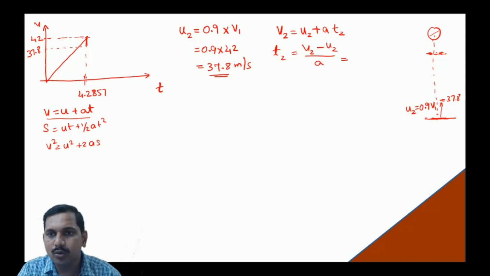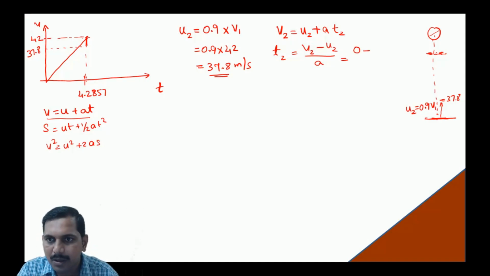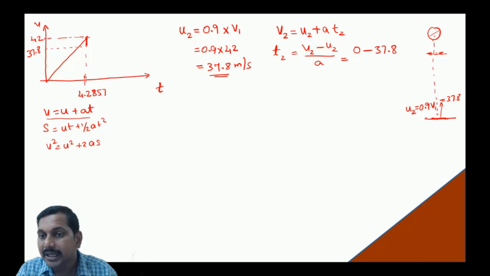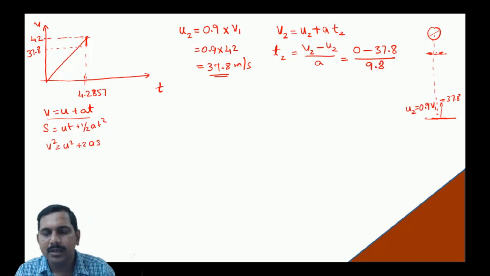What is V2? V2 is 0 because when it reaches the top, the velocity will be 0. Minus U is 37.8 divided by, what is the acceleration? Acceleration would be 9.8, right? Now, what is the direction of acceleration?